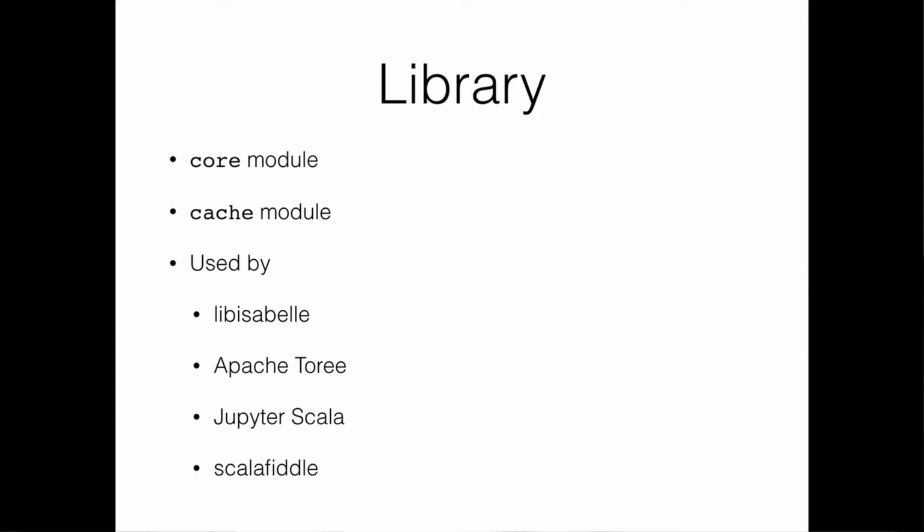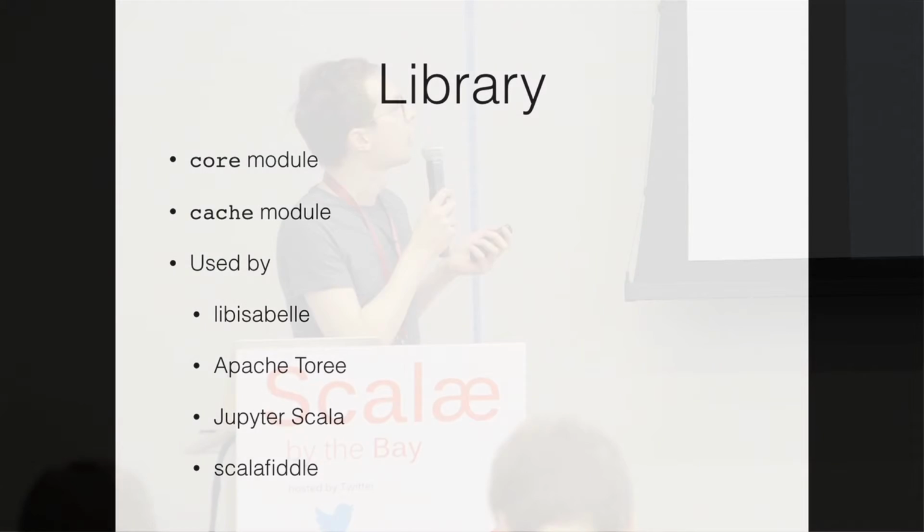Basically, the very core of Coursier is a library. It consists of two modules corresponding to the two concerns just before. The first one is the core module with the domain modeling stuff, and cache handles all the caching and downloading stuff.